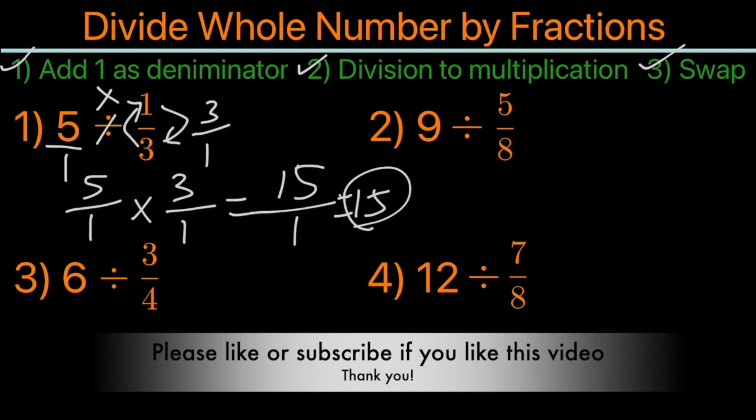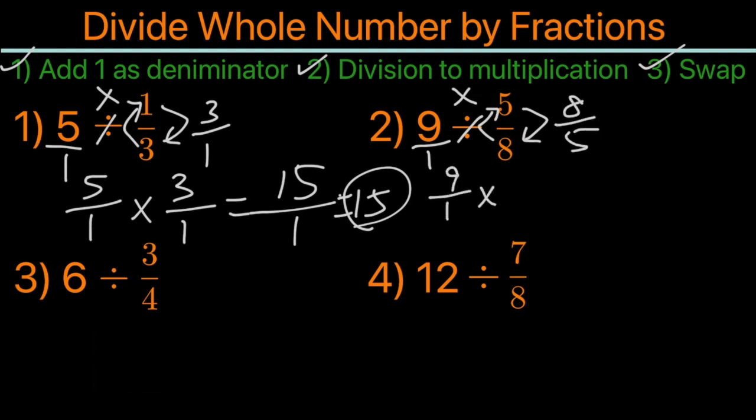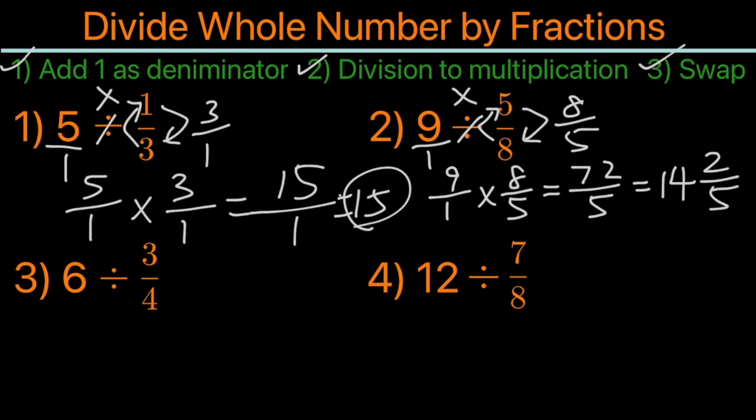Now let's try the second example of 9 divided by 5 over 8. Adding the 1 in the denominator, change division to multiplication, swapping the second fraction, rewriting. Nine times 8 is 72 over 5. And we can simplify this as it's an improper fraction. So 14 and 2/5. That would be the answer.